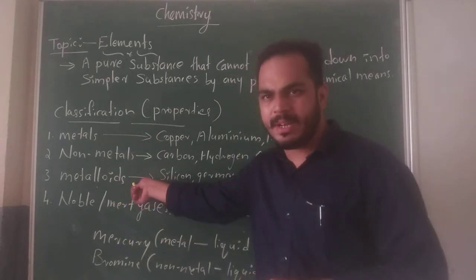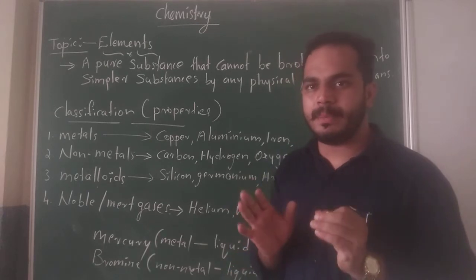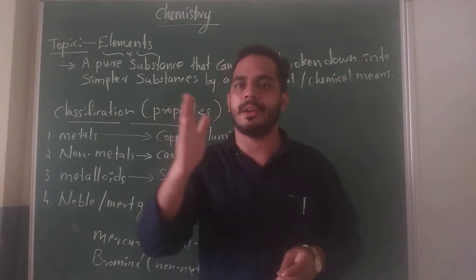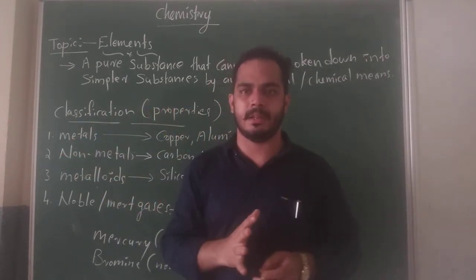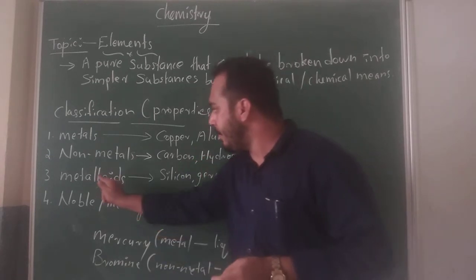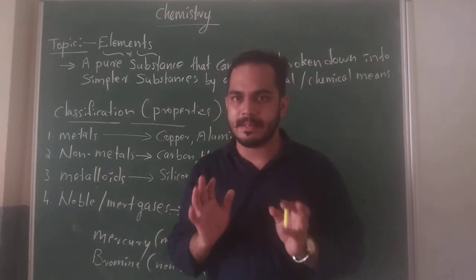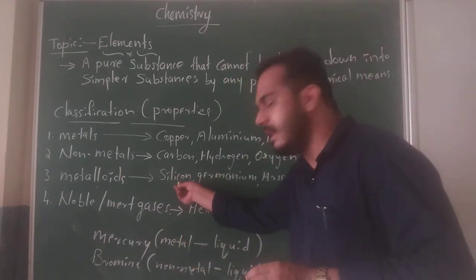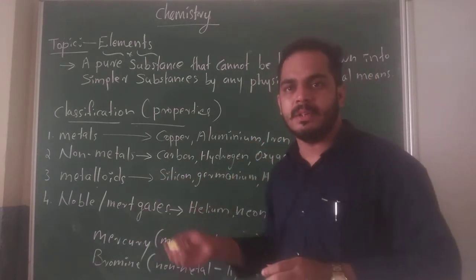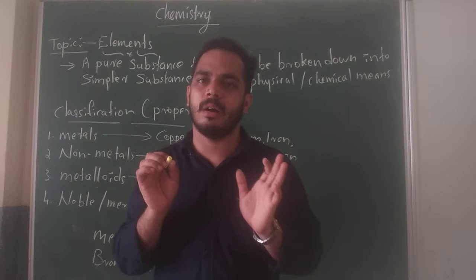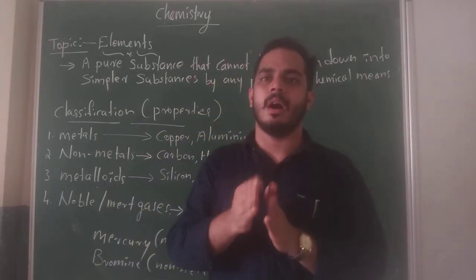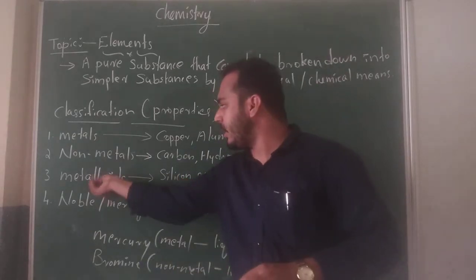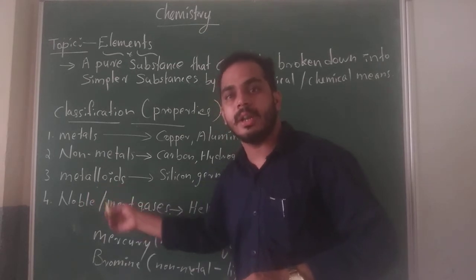Next, metalloids. What is meant by metalloid? Metalloids have intermediate properties between metals and non-metals: half the character of a metal and half the character of a non-metal. These elements are called metalloids. Some examples are silicon, germanium, and arsenic. They always show half the character of metal and half the character of non-metal.